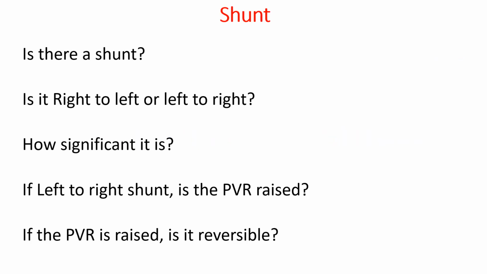If we suspect that we have a shunt, we need to have answers to the following questions. Do we have a shunt, really? Is the shunt right to left causing desaturation, or is the shunt left to right and causing pulmonary plethora, heart failure signs, and risk of pulmonary hypertension? How significant is it, and if it is a left to right shunt, has it raised the pulmonary vascular resistance or not yet? And if the pulmonary vascular resistance is already high, is this reversible or irreversible? So we take all these answers and the team will decide whether the patient is for repair or not.